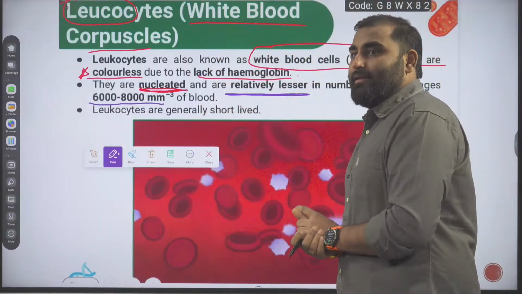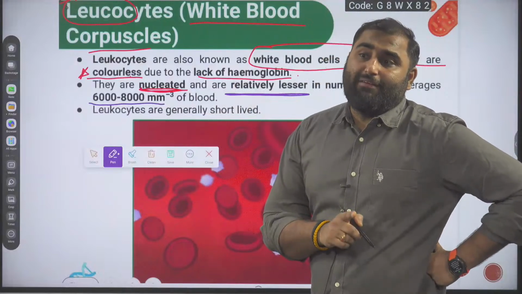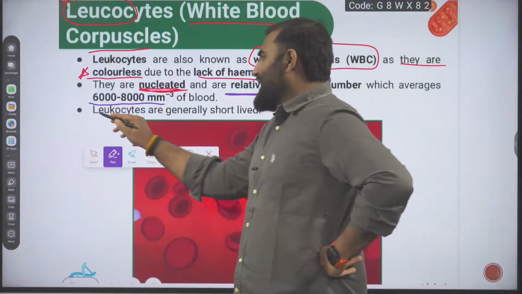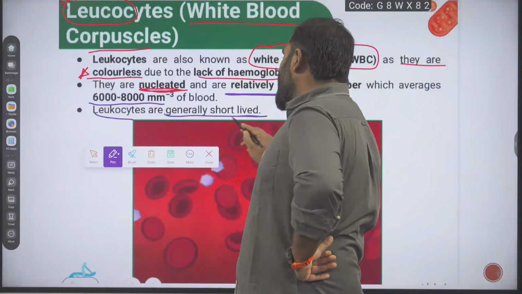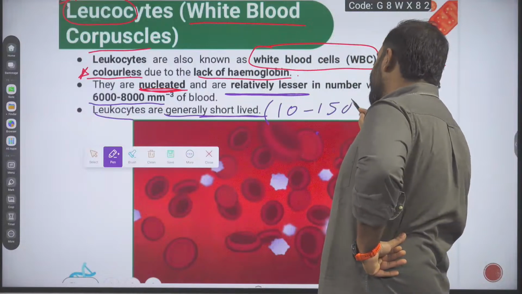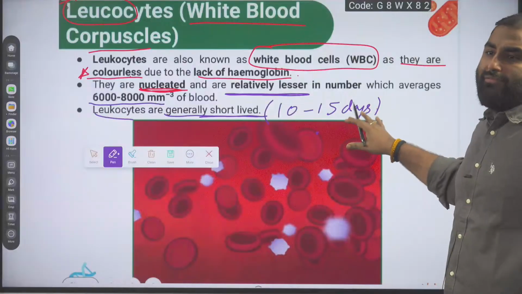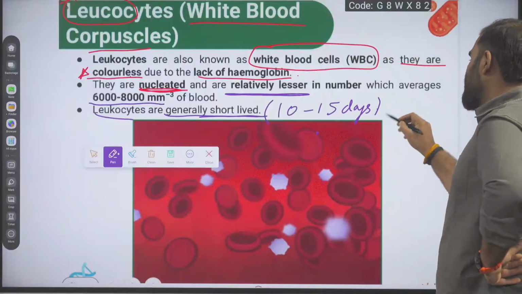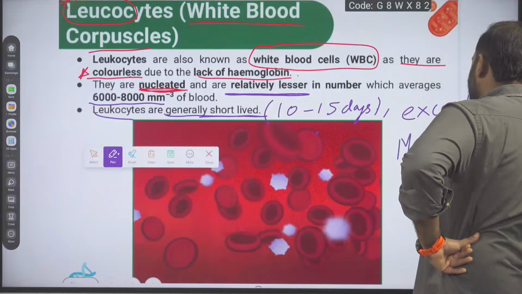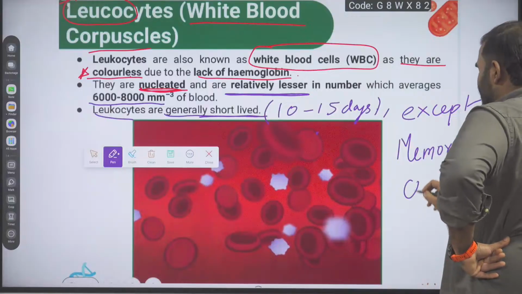Okay? Then, RBC's shelf life was how much? RBC's shelf life was 120 days. But leukocytes are generally short-lived, 10 to 15 days. They have a very short life. Except memory T and B cells.